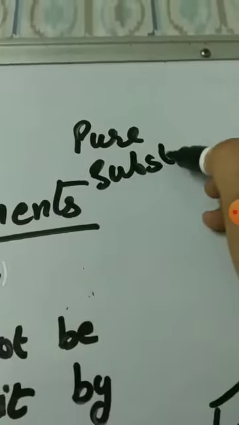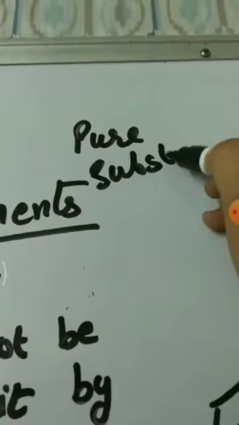Compounds. Compound is a substance that can split into simpler substances by chemical means, not by physical means. Physical means like filtration, sublimation or distillation. A compound is formed by the combination of 2 or more elements.